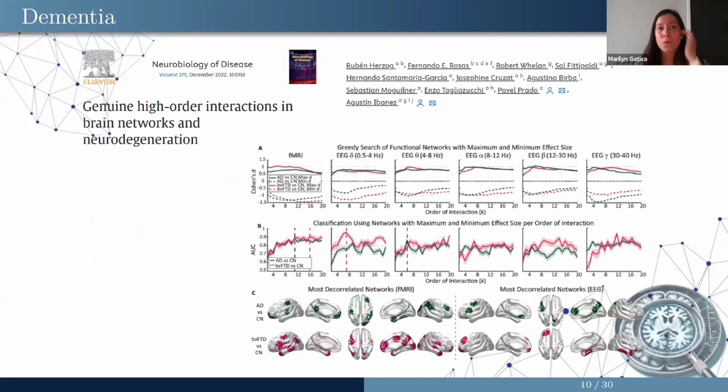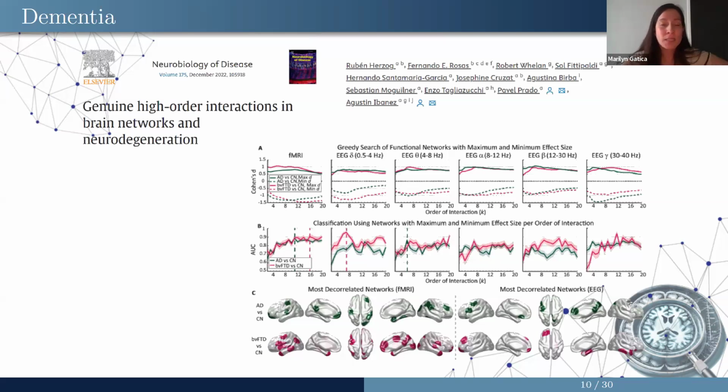With that, I would like to move also to neurodegeneration. And in this case, we have this paper led by Ruben Herzog in 2022. And in this case, they used not only functional MRI data, they also used EEG data. And he characterized Alzheimer's disease versus control condition and frontotemporal dementia versus control condition. And they observe here in the x-axis the interaction orders, with the dashed line marking the optimum to characterize and predict these changes. And you can observe that you need higher order interactions in order to characterize these conditions better.